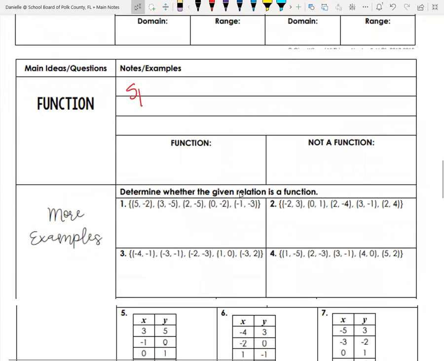A function is a special type. It's a special relationship between our x and our y, and it's special because our x values cannot repeat.